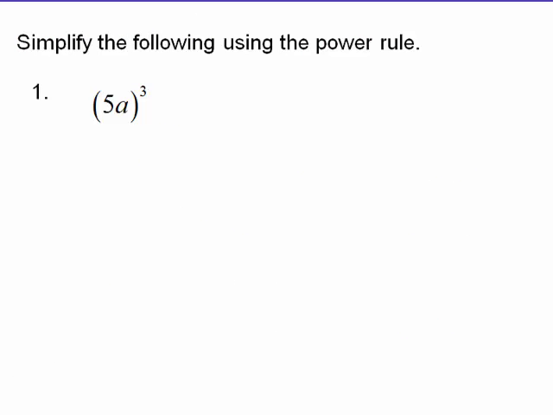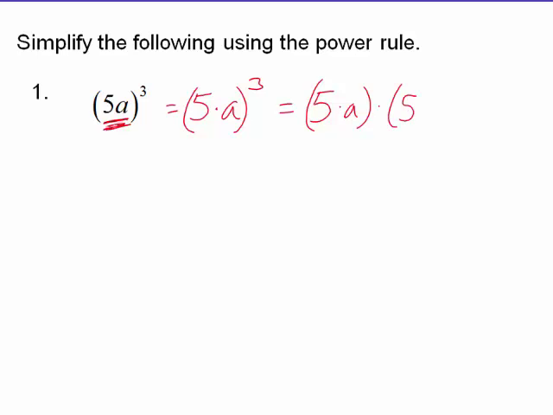So oftentimes students get this confused in number 1, that this is somehow 5 and a combined together solidly, but it's actually multiplication in the middle, right? So it really looks like this. And if you were to expand this, not using the power rule, it would look like this. And you can see that we have 3 5s multiplied together and 3 a's multiplied together. So this would be 125a cubed.